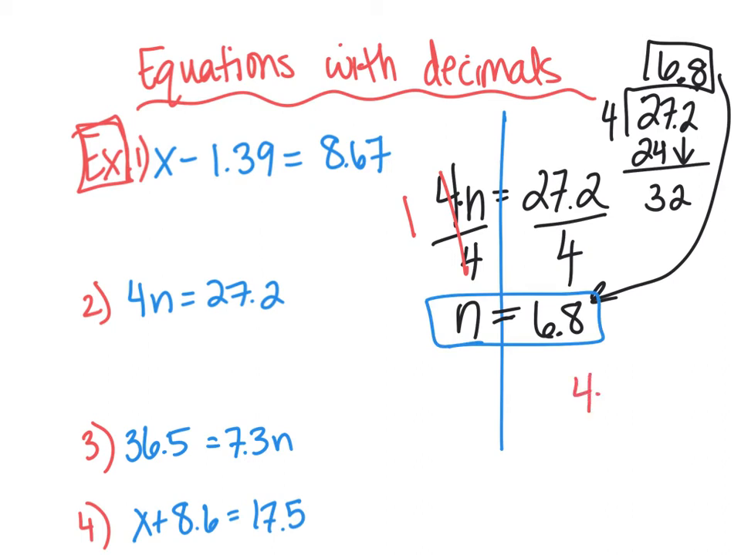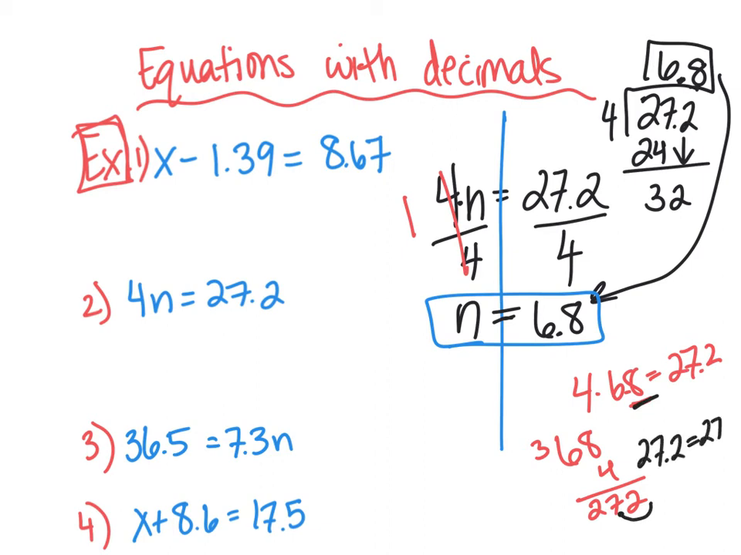So 4 times 6.8 should equal 27.2. So again, I'm going to do 68 times 4 and then put in my 1 decimal place at the end. So 8 times 4 is 32, carry the 3. And then 6 times 4 is 24, 25, 26, 27, 272. But remember, I have my 1 decimal place here, so I need to put my decimal place back in here. And I get 27.2 equals 27.2. So yes, I have my n value correct.